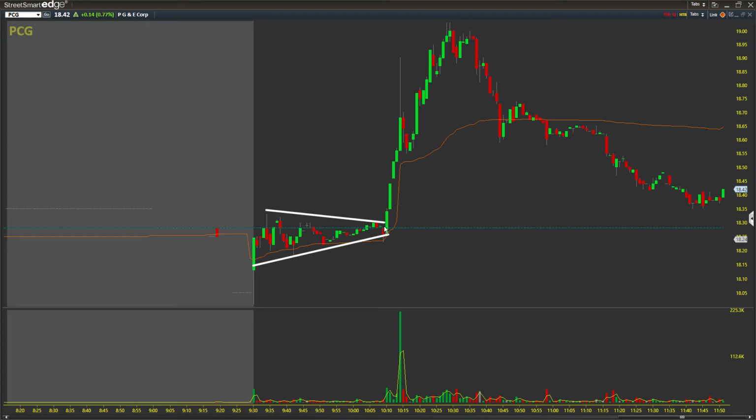Nice triangle here, right at $18.30. This stock exploded all the way up to $19. And then here's your U-shape right here. There's another U-shape right there.